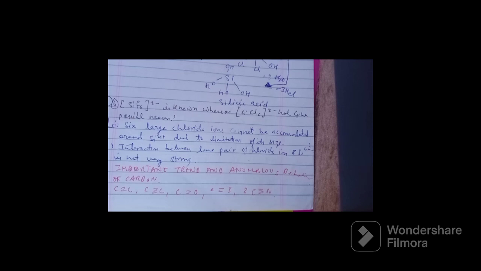In the next class we'll discuss the table, as well as the allotropes of carbon, that is diamond, graphite, fullerene, and uses of carbon, as well as all these things we are discussing in the coming classes.